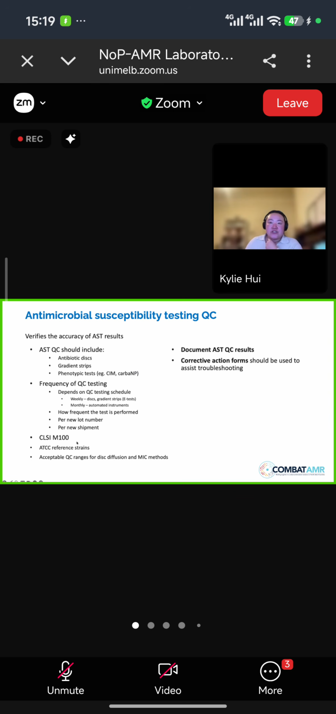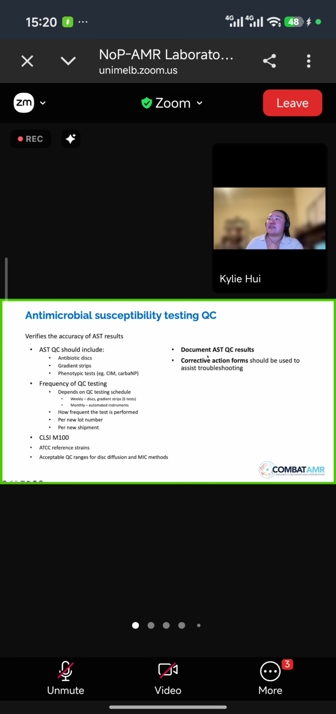In the M100, you'll be able to see the ATCC reference strains that you need to test for specific antibiotics. It also highlights the acceptable QC ranges for the disc diffusion and MIC methods. If you have time, it would be very good for you to familiarize yourself with some of the content in CLSI M100.